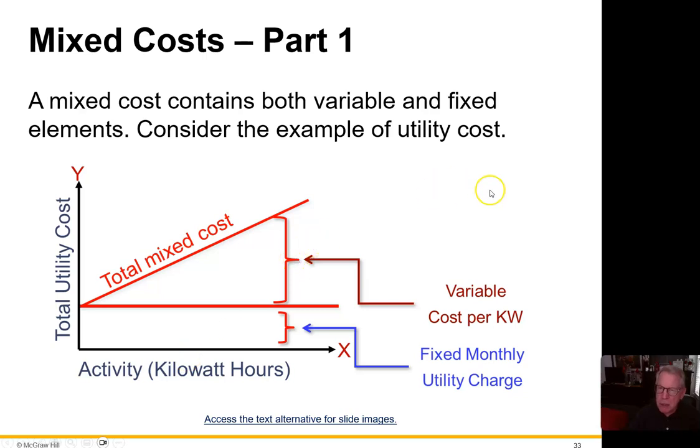Okay, mixed costs contain both a variable and fixed element. So consider an example of a utility cost. Here we have a fixed monthly utility charge. But as we use kilowatt hours, that mixed cost increases above that fixed cost component.